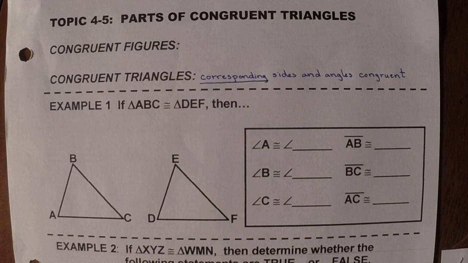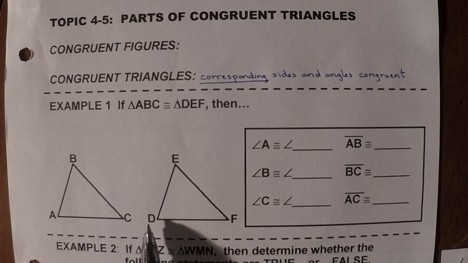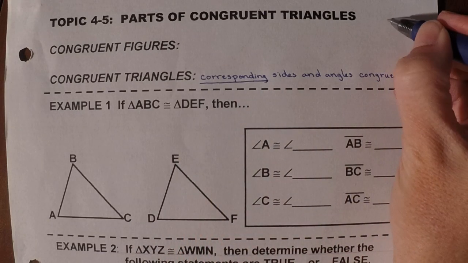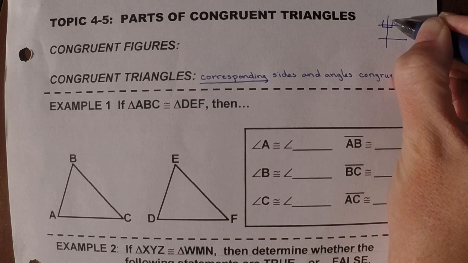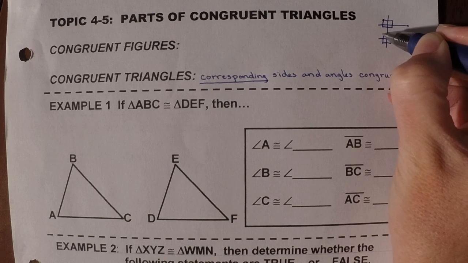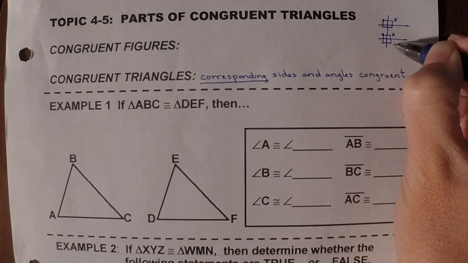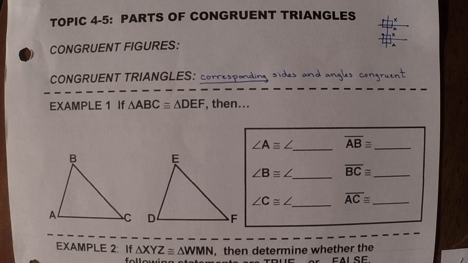So if we're looking at example 1, we couldn't say that B was congruent to D because they're not corresponding. If you remember, corresponding angles were same seat, different pod. Remember? So if they were both in the top left corner, these were corresponding angles. These two were corresponding angles. These two were corresponding angles. They have to be in the same location, but in a different shape.